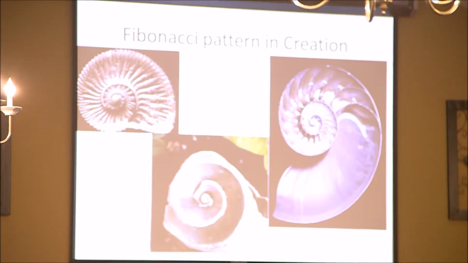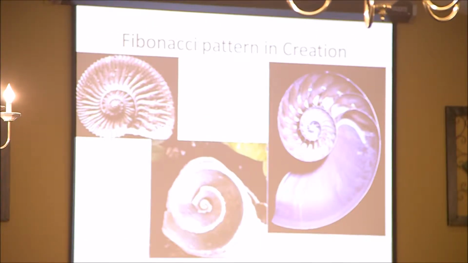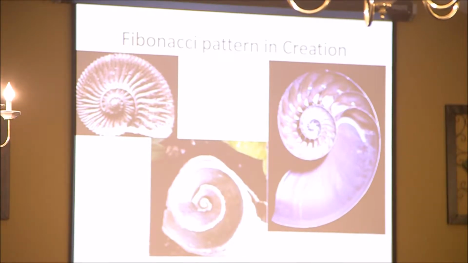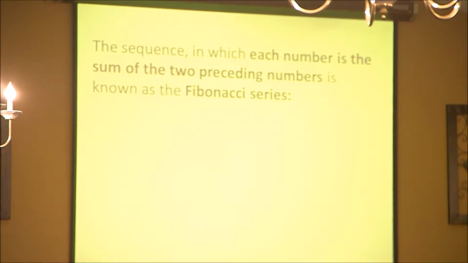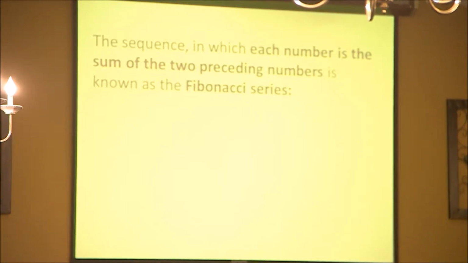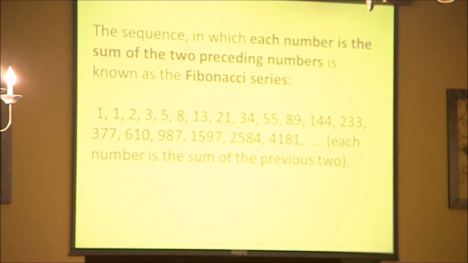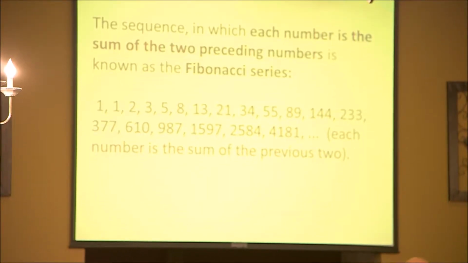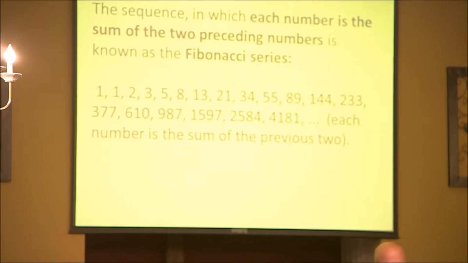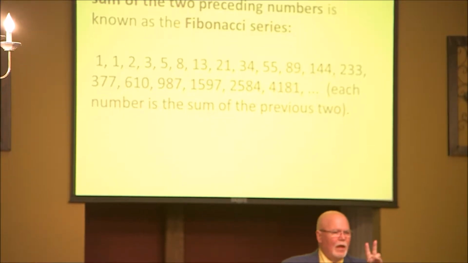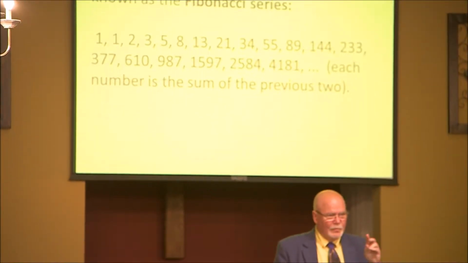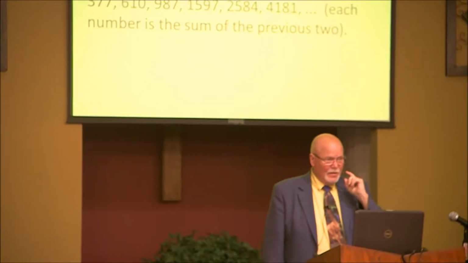When you study science, you have to study a little math. So the Fibonacci pattern in creation. And the Fibonacci pattern is this: each number is the sum of the two preceding numbers. That's known as the Fibonacci series. I put it up here for you. So it starts 1, 1, 2, 3, 5, 8, 13, 21, 34, 55. We can go up as far as you want to go. You just add the two previous numbers together. Does that make sense?